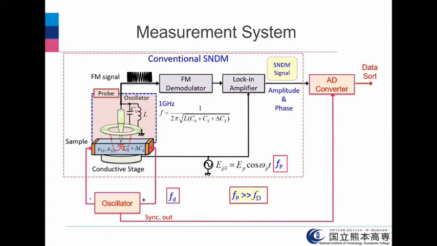Here shows a measurement system. This is a conventional SNDM, and we add an additional oscillator to drive sample devices or materials. At each point on the scanning, we stored the output signal with applying the electric drive voltage. After the measurement, we sort the data, and we can obtain the domain behavior over the time.